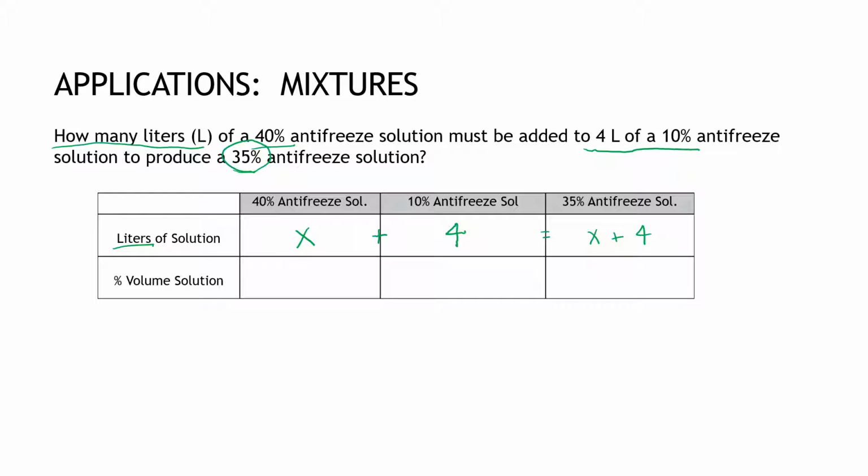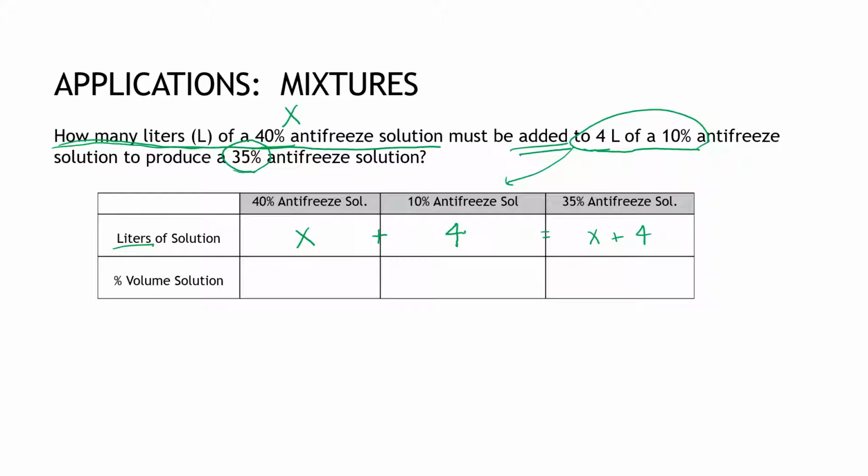As I was reading the question, I'm trying to fill in things on the table that are helpful to me. The liters of solution is how many liters of 40% solution. That's my question, so I named that X and filled that into the table. Must be added to 4 liters of 10% antifreeze. This is given to me, and I just filled it in the appropriate place on the table. Now I know that if I take the 40% antifreeze plus the 10% antifreeze, that will give me the total liters of 35% antifreeze solution, because it says we're adding. So hopefully you're with me so far.